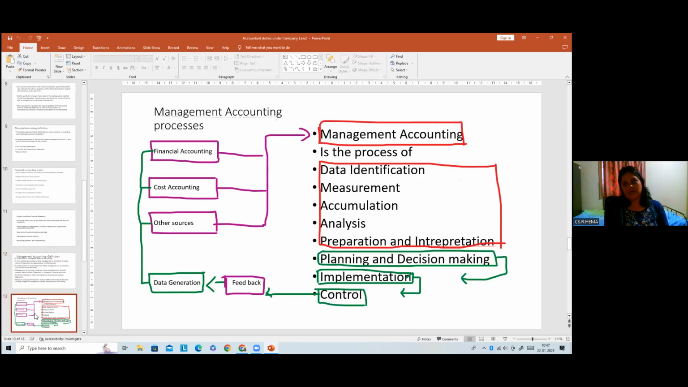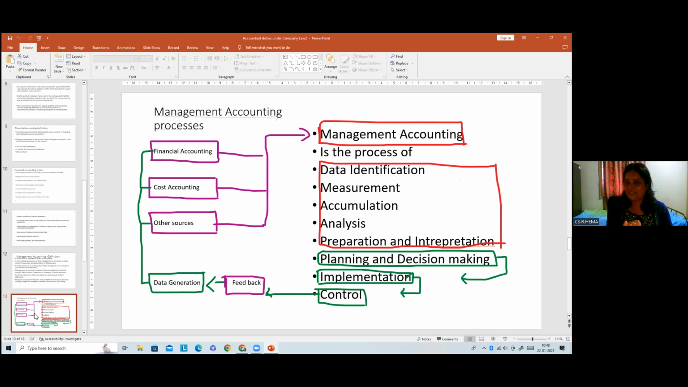This is a small diagram which explains how information is gathered for management accounting and the process under management accounting, and the feeding of that management accounting, how it goes further to other topics. The information for management accounting is received from financial accounting, cost accounting, and other sources. And from these sources, they will create management accounting; these are all separate subjects.